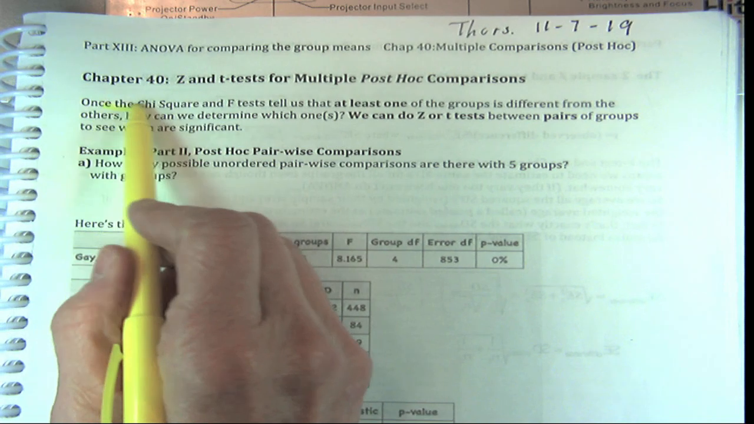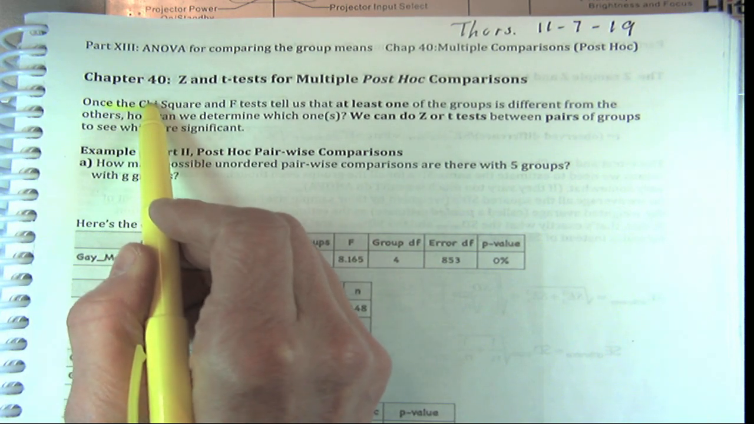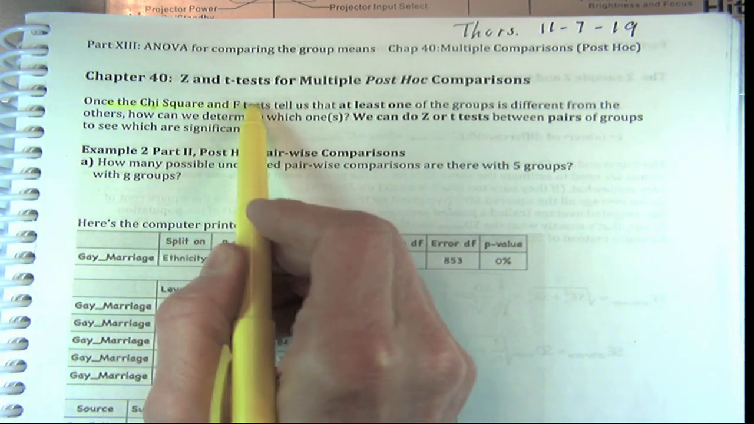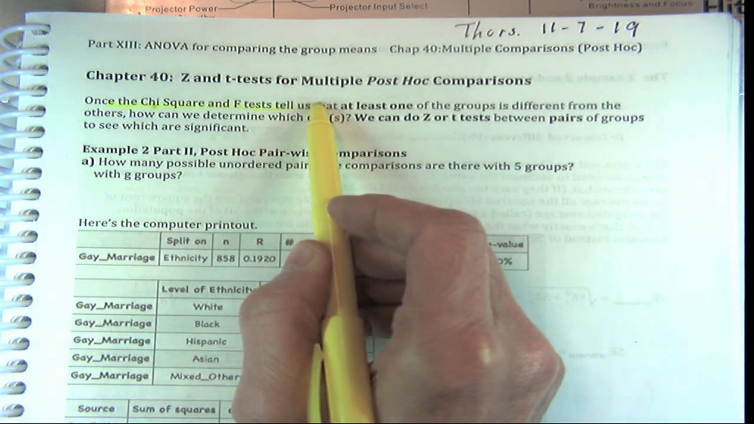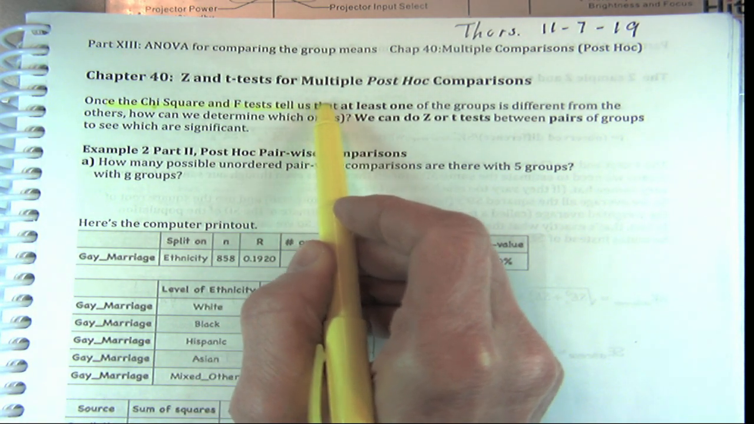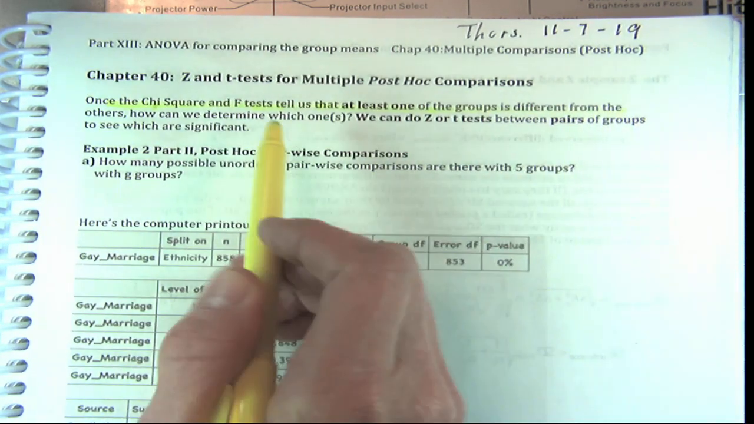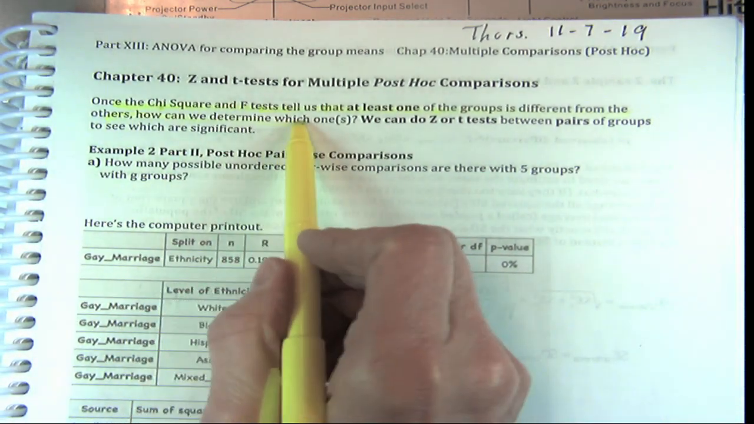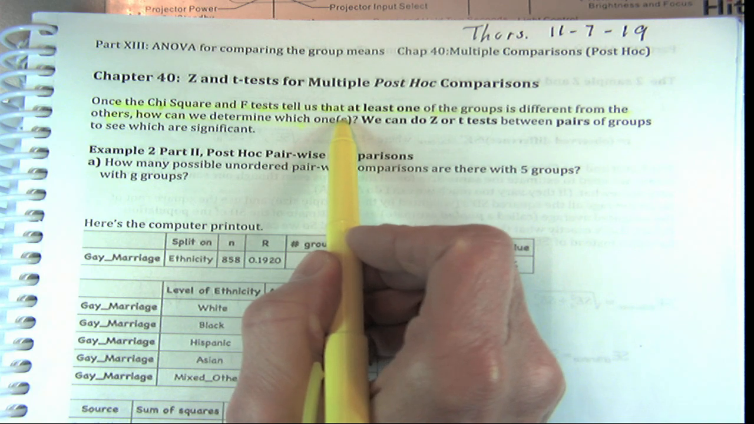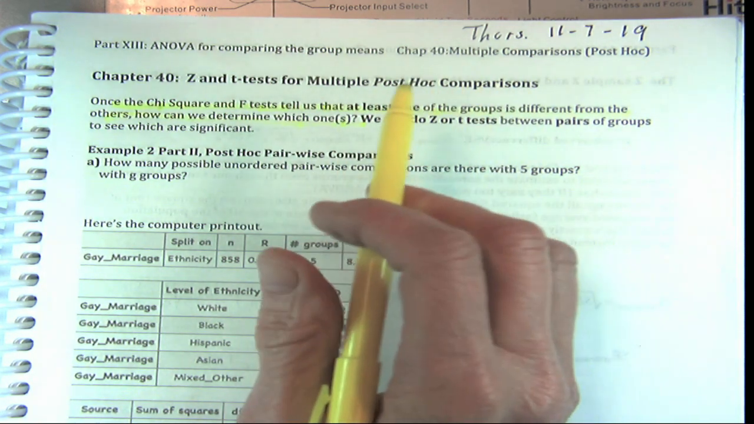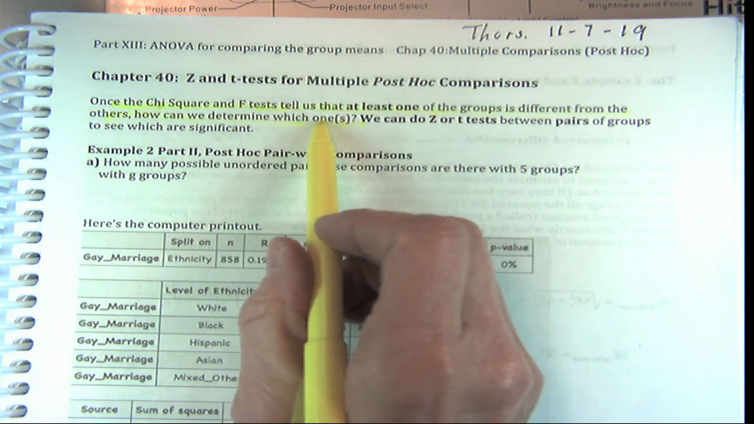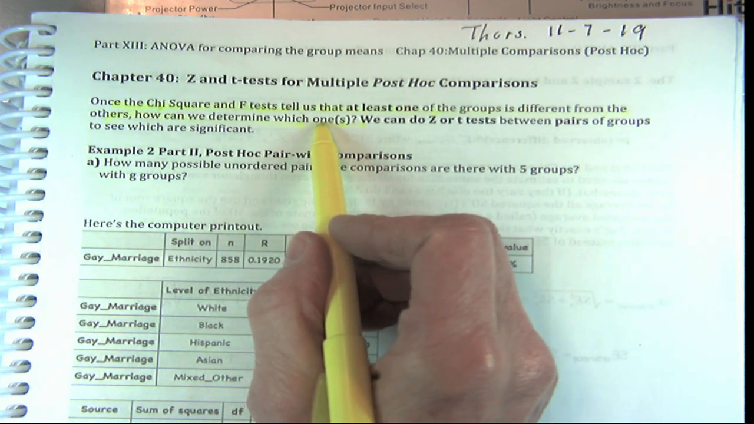So once we've done an overall significance test with chi-square and F and rejected the null, that all the group means are the same, and found at least one of the groups is different from the others, how can we determine which pair is different? If we know at least one, it might be all of them. So we want to test them all. So that's what we're going to look at now.